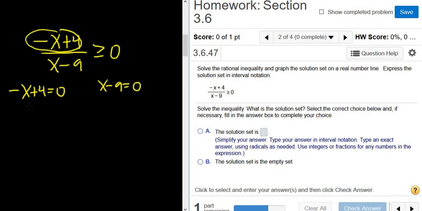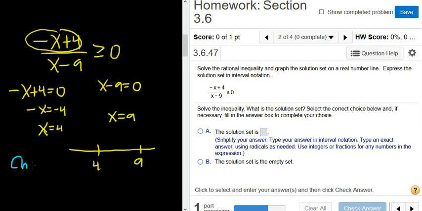If we solve this piece for x, we get negative x equals negative 4. Dividing by negative 1, we get x equals 4. If we solve this one, we get x equals 9. Then we plot these numbers on a number line. So 4 and 9. And then we pick test points. The easiest test point to pick is 0. So we're going to start by checking 0.